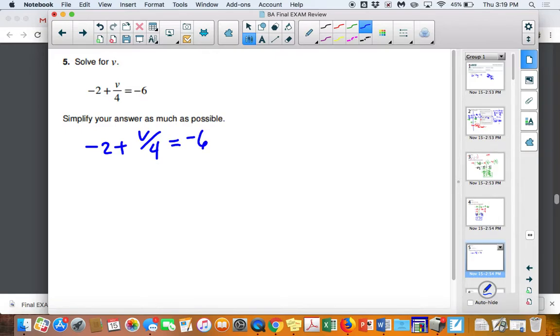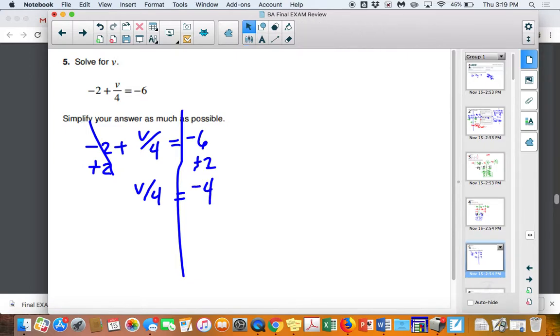So if I was just going to work it the way it is, there's my little line. I'm trying to get v alone. So I've got to get rid of this 2 that's attached. So add 2 to both sides. So those cancel, and I've got v over 4 equals, and then negative 6 plus 2 is negative 4.